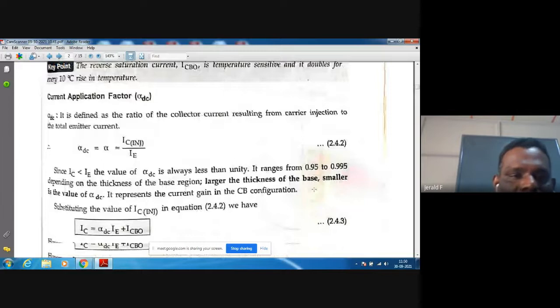Next goes to the application: the current amplification factor. That is very important. Why is it used for a transistor? It can provide current amplification. Another one is the voltage amplification factor. What is the current amplification factor? That is called alpha DC. You can measure it easily by alpha DC.